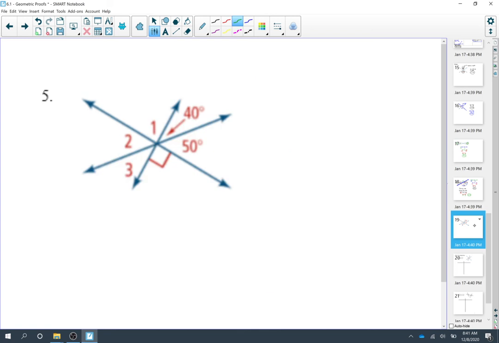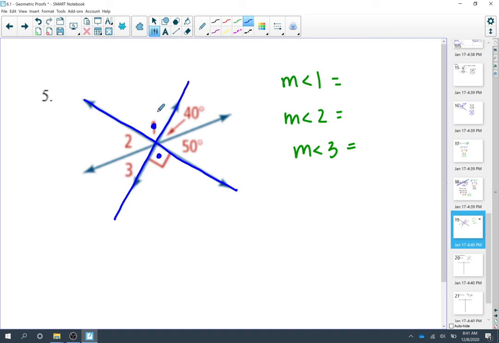Number 5. Take a second. On this one, we have to figure out the measure of angle 1, the measure of angle 2, and the measure of angle 3. If I take a look at angle 1, it is formed between here and here. Do you notice that this guy and this guy are vertical angles? So angle 1 must be the same as this, which is marked as 90 degrees.